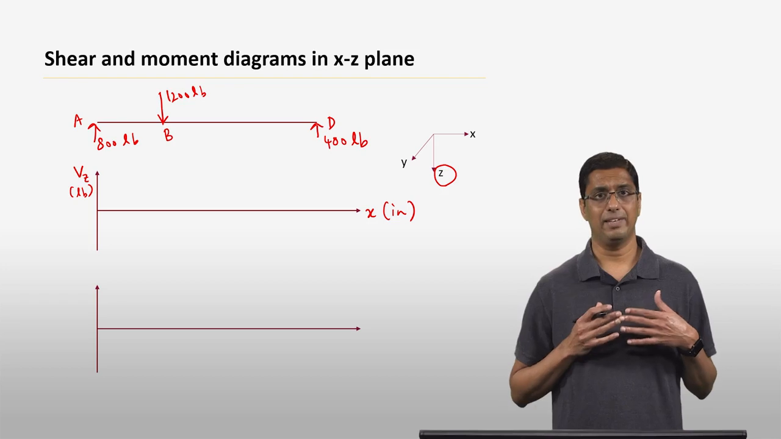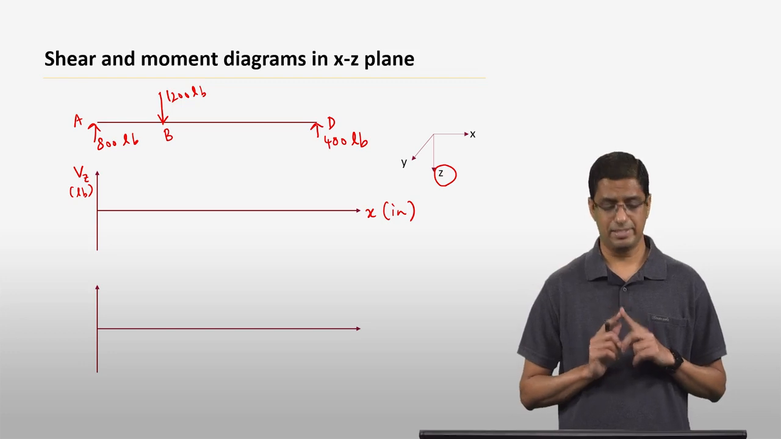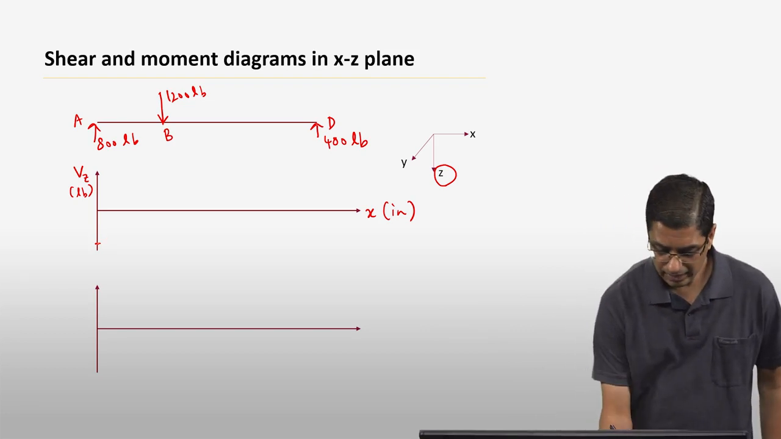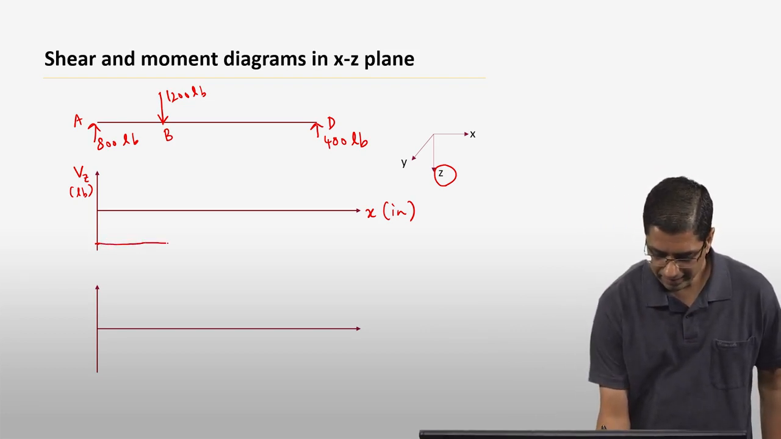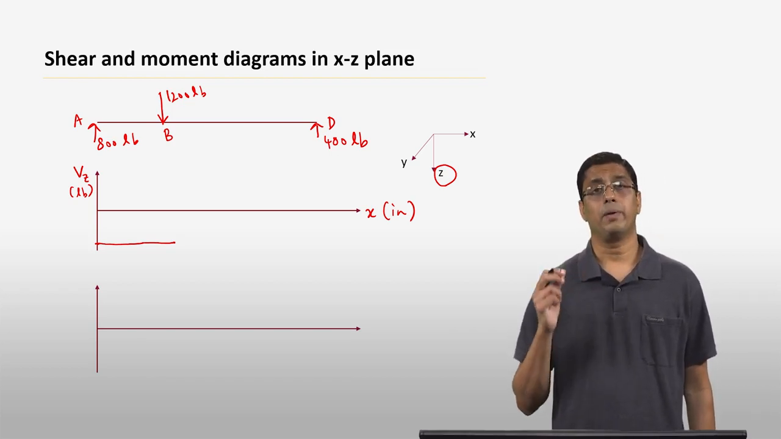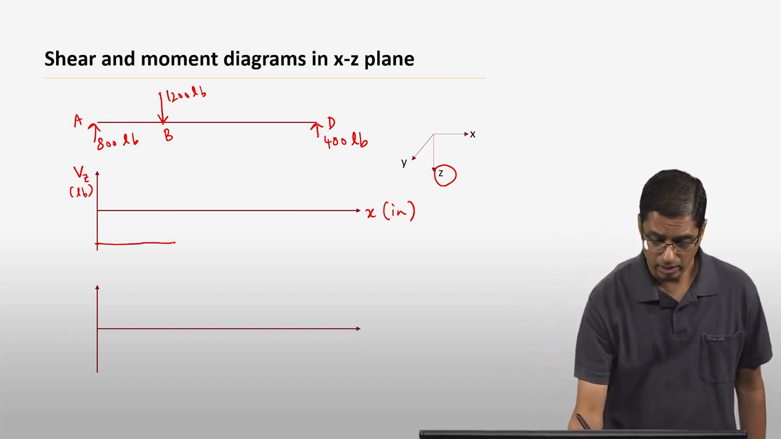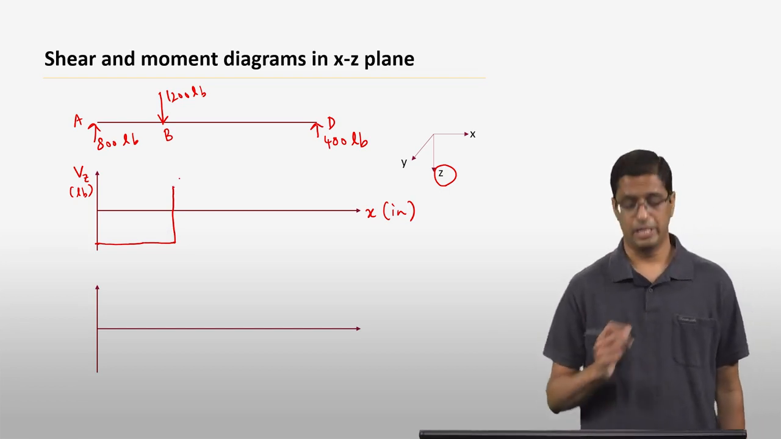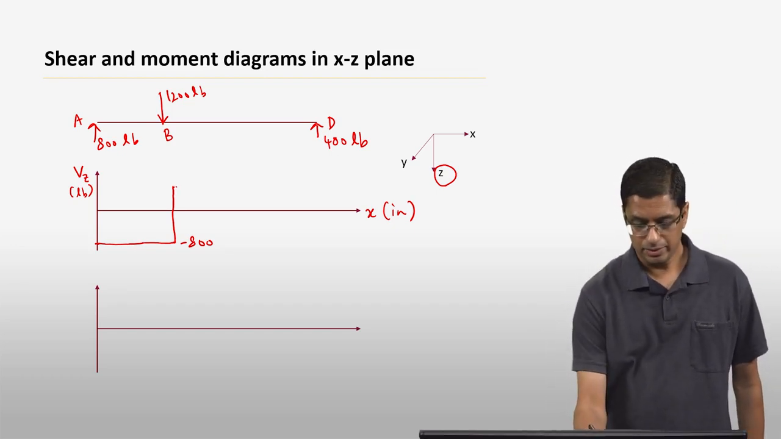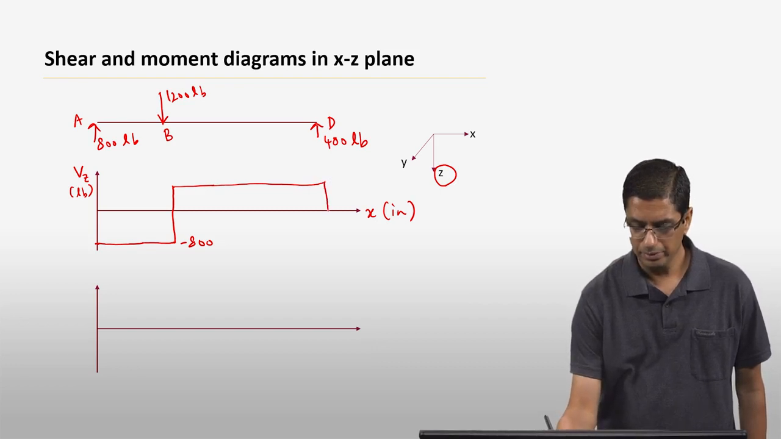And what you see is that we have an 800-pound force acting in the minus Z direction here, which means that our VZ is going to start at minus 800. Okay, so it's going to be minus 800 till we reach point B. At point B, we have a force in the positive Z direction, which means that there's going to be a positive jump. So we're going to go from minus 800 all the way to plus 400, and that is going to remain all the way until point D, where it's again going to come back to 0.